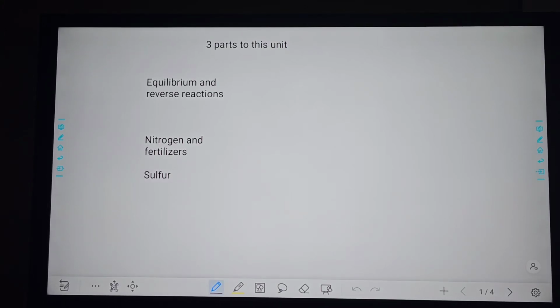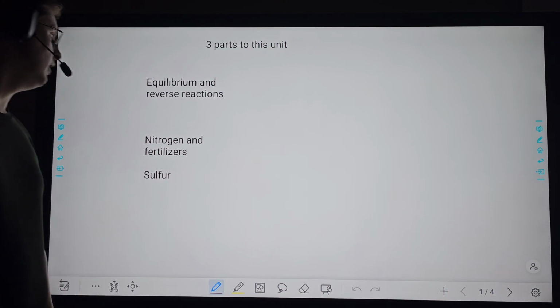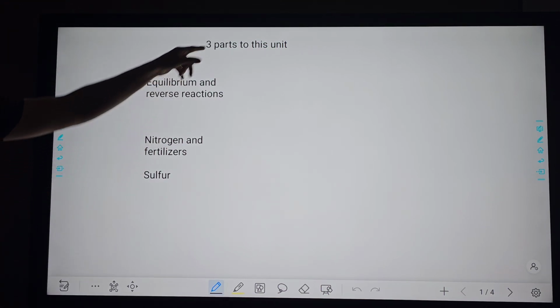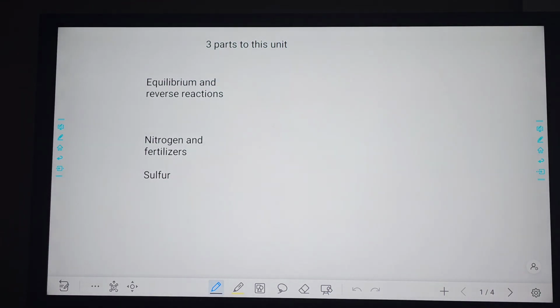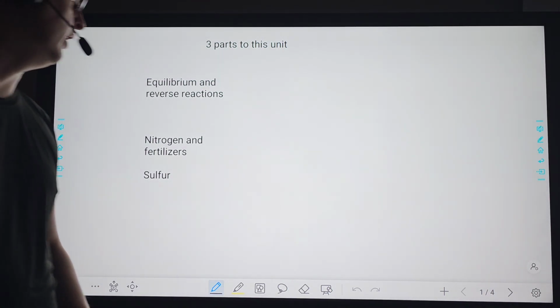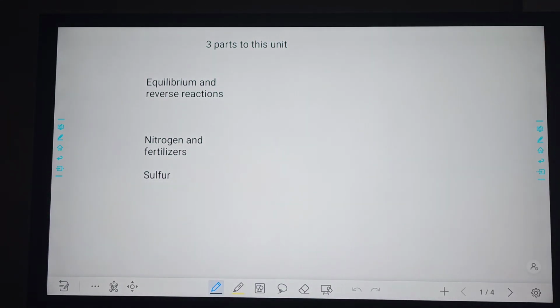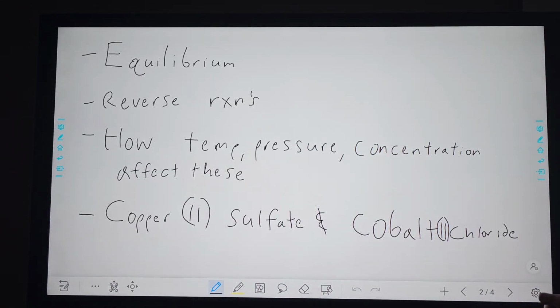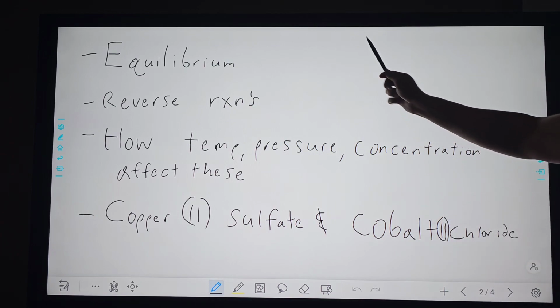Alright, so this video is going to cover the very short unit that we're on right now, equilibrium and reverse reactions for pre-ACE chemistry. I'm going to focus on this first part. There are only 3 parts. These 2 are much simpler and straightforward. This is covering the bulk of the content that we're going to be talking about this unit. So these are what I want to cover.